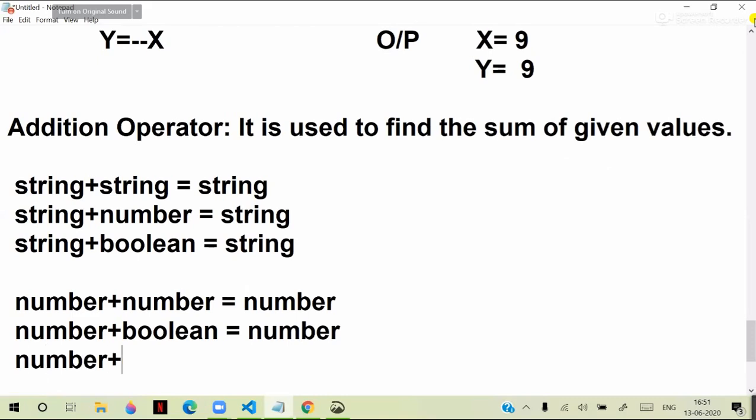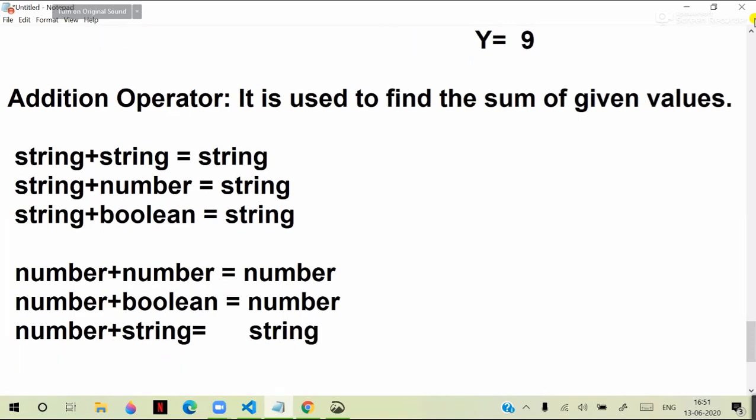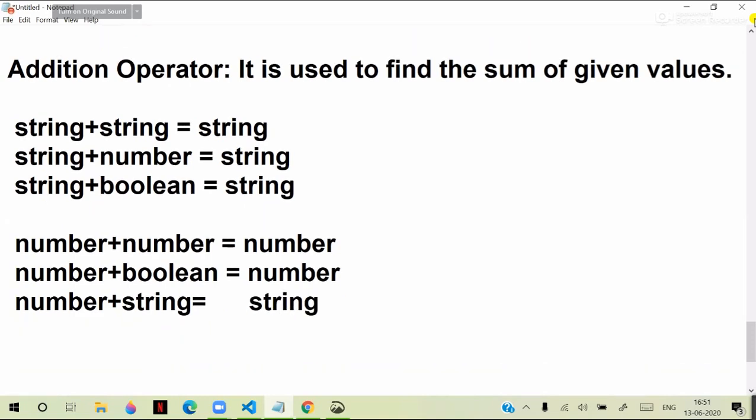Boolean plus boolean is fine. Number plus string, we already learned. What does this return? It will return a string, right? Good. Now we have boolean plus number, what will it return?